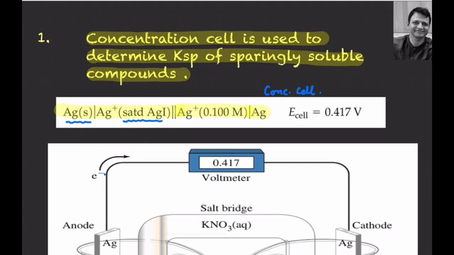So if along with AgI, if KI is there in the solution, then we'll say that it is metal insoluble salt anion half cell. But here since metal and metal ion is there, there is no common ion effect, so it is metal ion half cell. So if it is a concentration cell, we know that for concentration cell E0 cell is always equal to 0, and they are saying that the EMF of this concentration cell is equal to 417 volt.